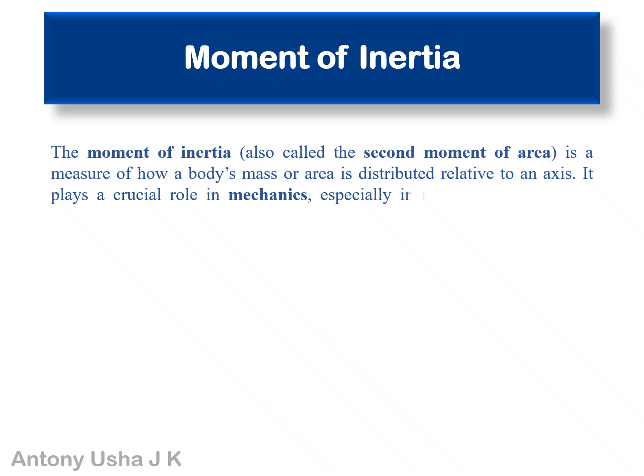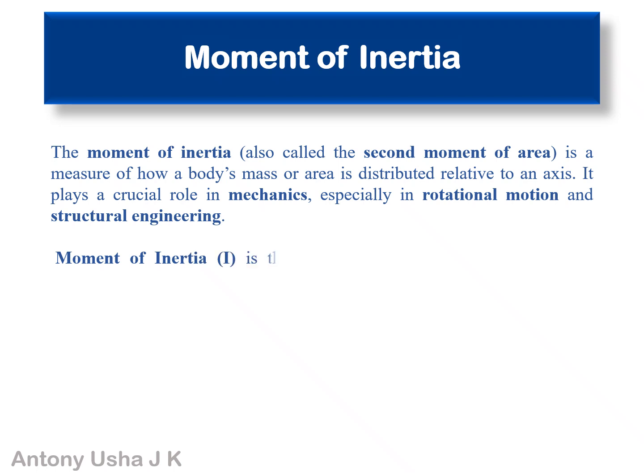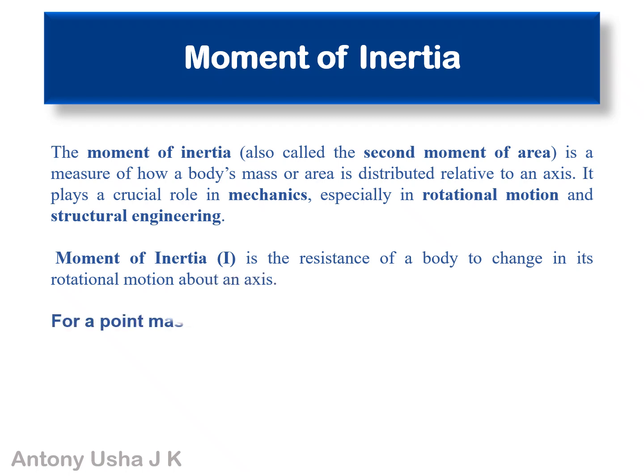Moment of inertia is the resistance of a body to change in its rotational motion about an axis. For a point mass at distance r from the x-axis, I is equal to m r squared, where I is the moment of inertia, m is mass and r is the distance.